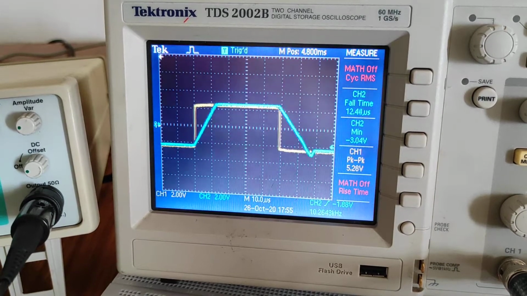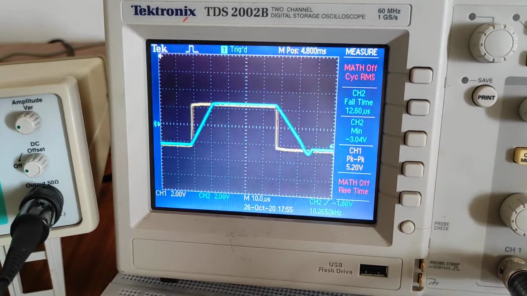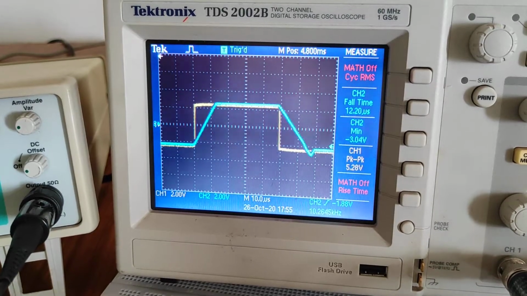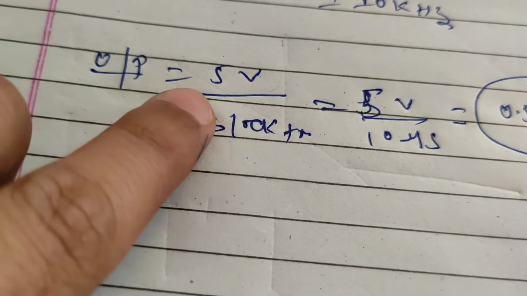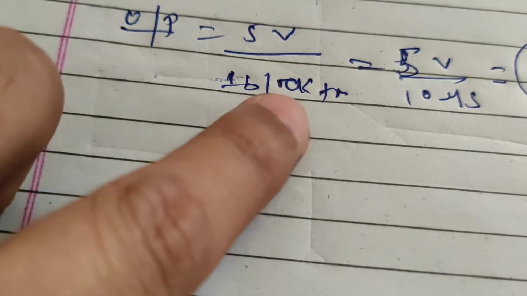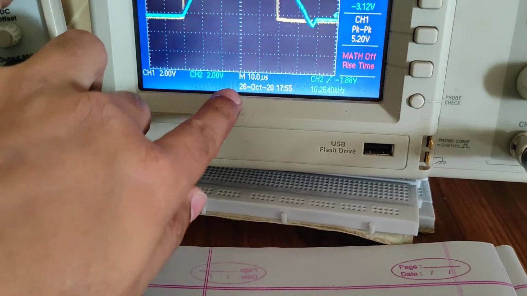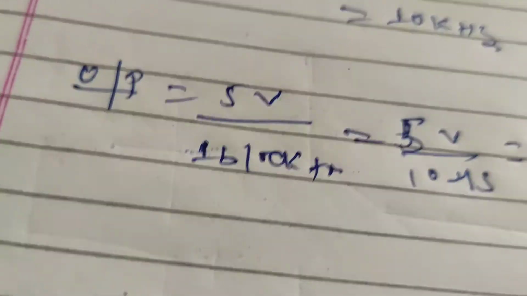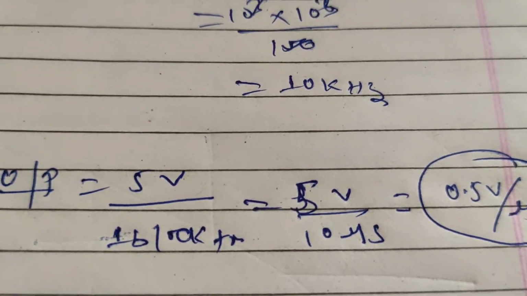Now 5 volt by 10 microsecond will give 0.5 volt per microsecond. Now if you see the calculation, the output is 5 volt, because the input is also 5 volt, it is a voltage follower. This is the one block of time it is taking. One block of time, if you see on the DSO, is 10 microsecond. I have divided 5 volt by 10 microsecond and it gives 0.5 volt per microsecond.